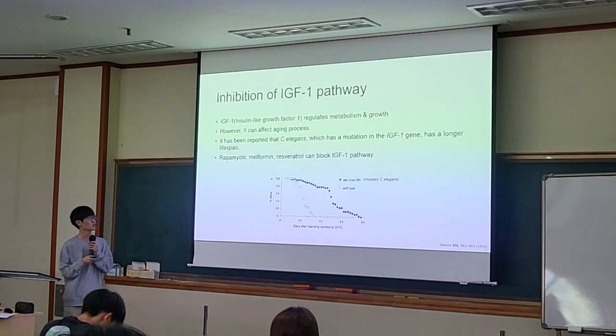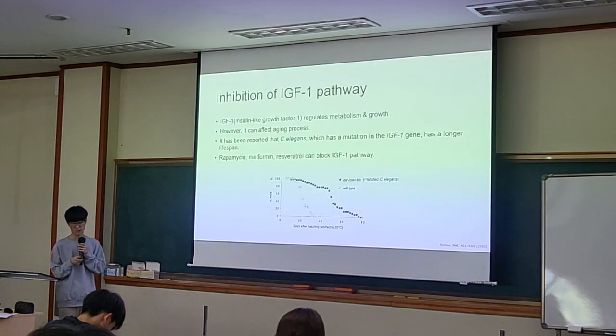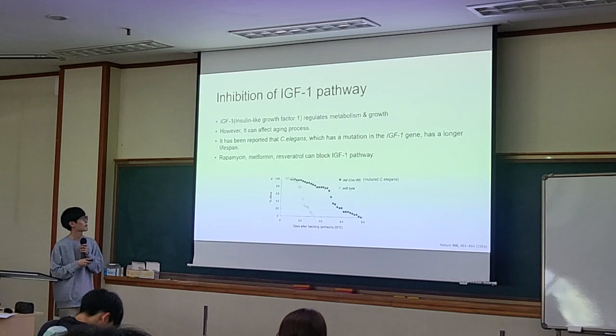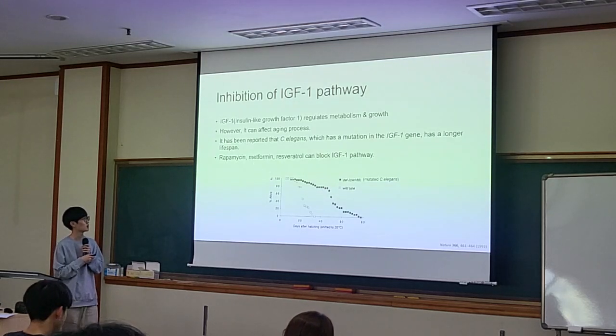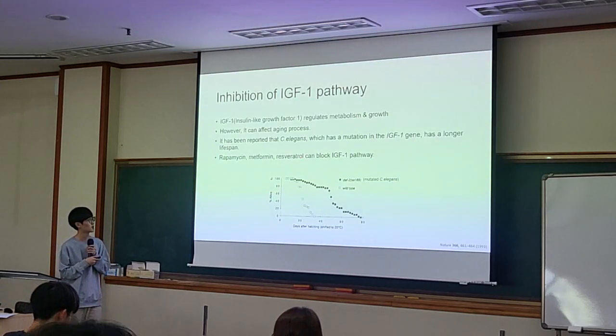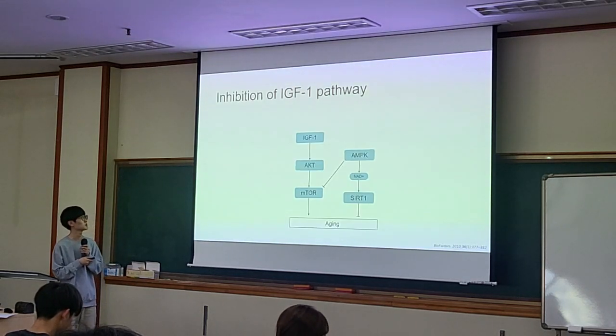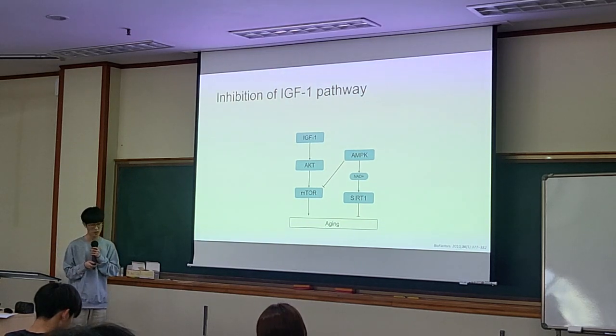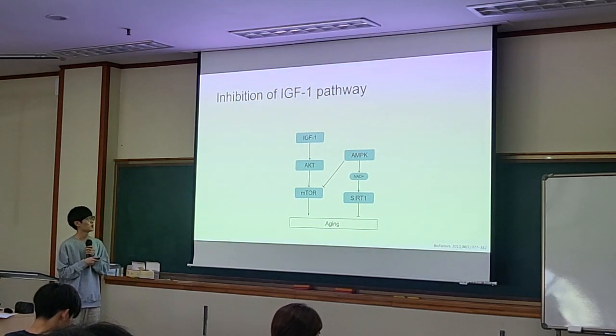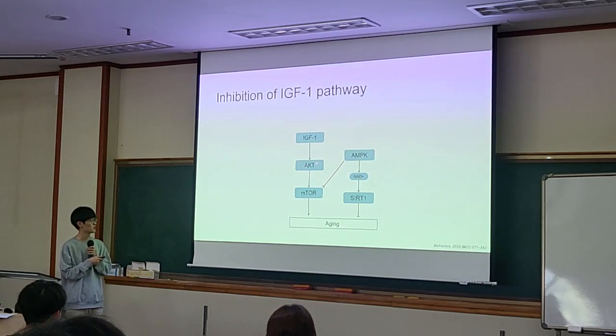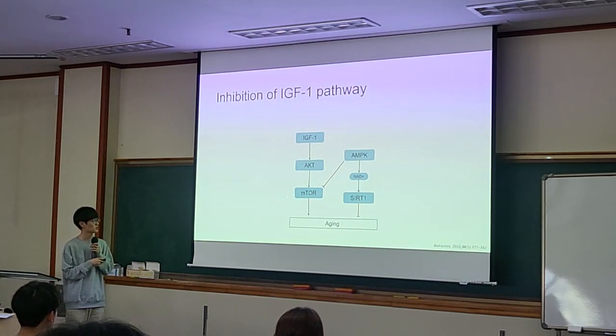In the human case, similarly, IGF-1 can affect aging. Rapamycin, metformin, and resveratrol can block the IGF-1 pathway. This is a simplified version of the IGF-1 pathway. IGF-1 can activate AKT, and AKT activates mTOR. This mTOR can cause aging.